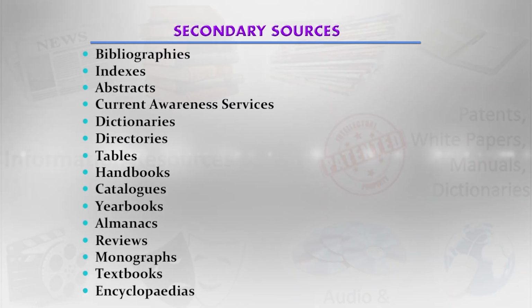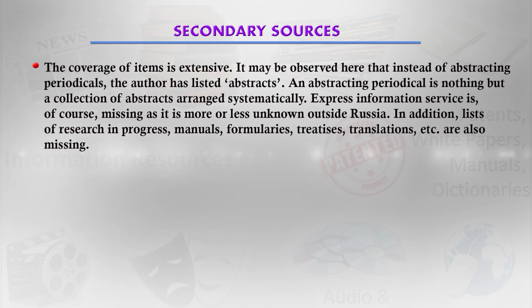Here he included bibliographies, indexes, abstracts, current awareness services, dictionaries, directories, tables, handbooks, catalogs, yearbooks, almanacs, reviews, monographs, textbooks and encyclopedias. This coverage is also extensive. It may be observed from here that instead of abstracting periodical, the author has listed abstracts, and abstracting periodical is nothing but a collection of abstracts arranged systematically. Express information service is of course missing, as it is more or less unknown outside Russia.